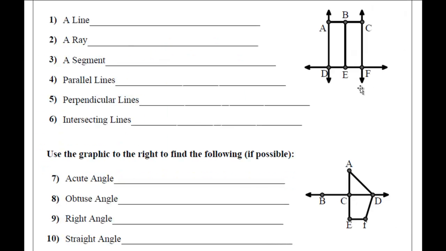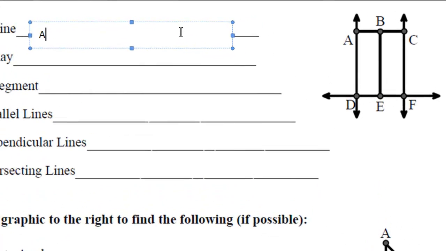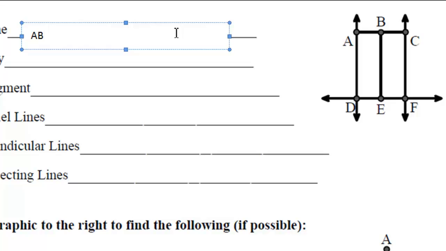Question 2, find the following. Okay, I need a line. Do you remember what a line means? Who remembers what a line is? A line doesn't have an end, doesn't have a start, and it has an arrow on both sides. Like what here is a line? We have A, B. Is AB a line? Can you see AB? Is that a line? No. AC, a line? No. So what do we have as a line? AD. AD is a line.